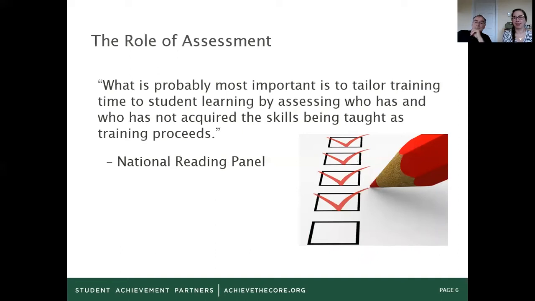We know it's critical that we're assessing student progress frequently, that it is informing our instruction, and that we are then filling in the gaps as needed in a really swift and immediate way.